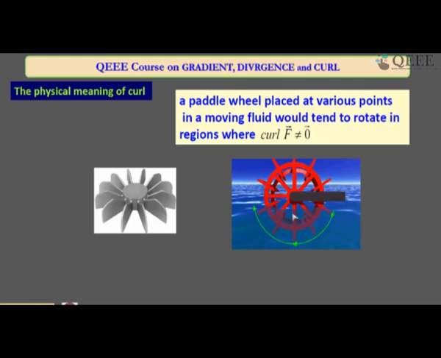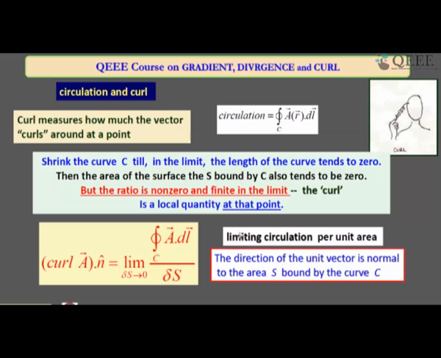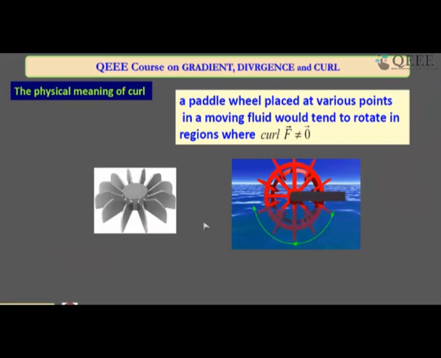Why do I say it should be a very small wheel? Because remember, we are talking about the limiting circulation. So literally we are talking about the circulation at that point. At that point, there is no circulation as such. Circulation is over a path. But in the limit, we can imagine that the path is shrunk and then define a circulation. So that is why I say it should be a rather small wheel of small diameter. This is one way of looking at curl, the geometrical meaning of curl.